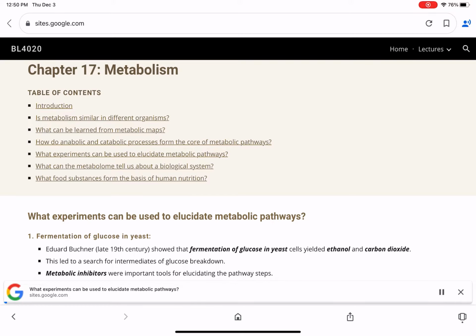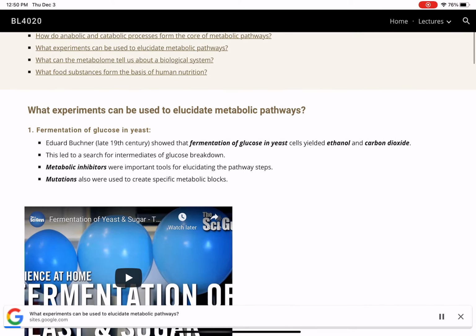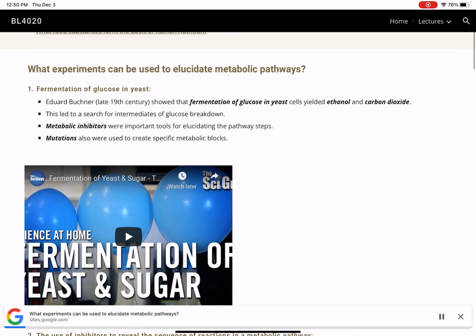What experiments can be used to elucidate metabolic pathways? Published by sites.google.com. Chapter 17. Metabolism. Table of Contents. Introduction.